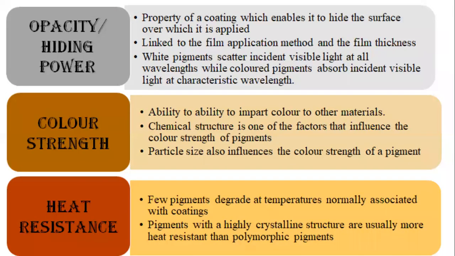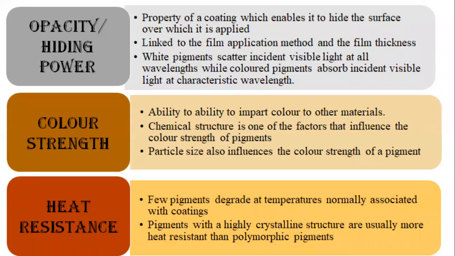Okay, the next property is opacity, also called hiding power. Opacity, or hiding power, is the property of the coating which enables it to hide the surface over which it is applied. When you apply a coating on a surface, the main purpose is to block the surface. So opacity or hiding power is how much the coating manages to block the surface. It is directly linked to the application of the coating as well as the thickness of the coating.